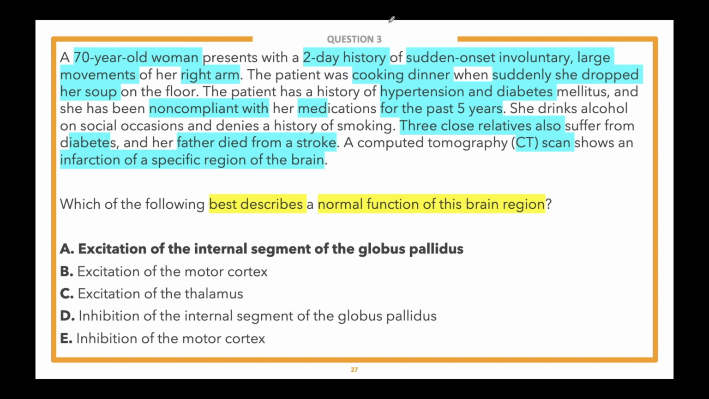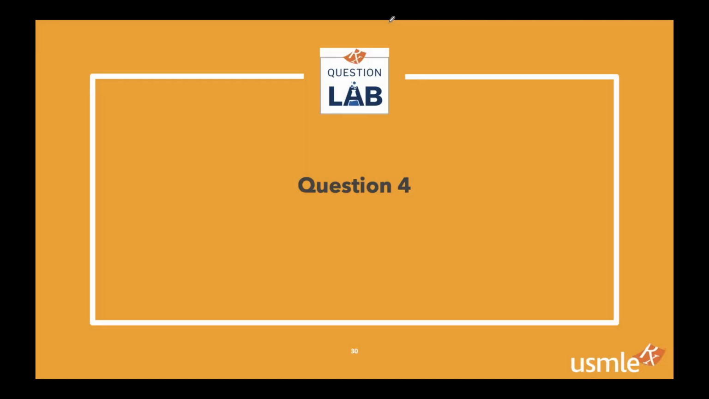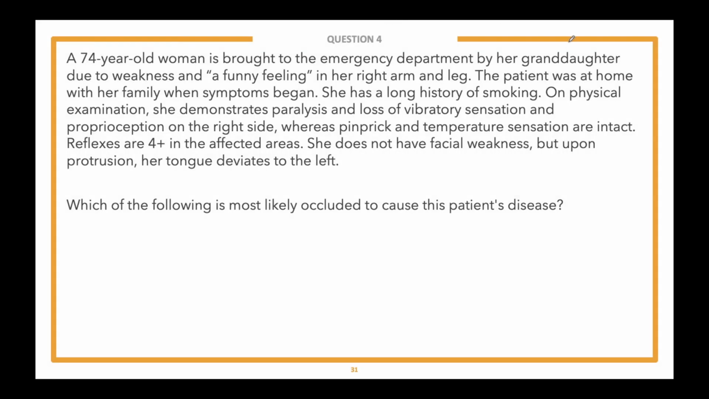So let's try to finish strong with our last question of the evening. We'll begin with the lead-in as always. Which of the following is most likely occluded to cause this patient's disease? We'll give all of you a few seconds here to let us know in the question box how many steps you think this question will require as we begin to read the vignette.